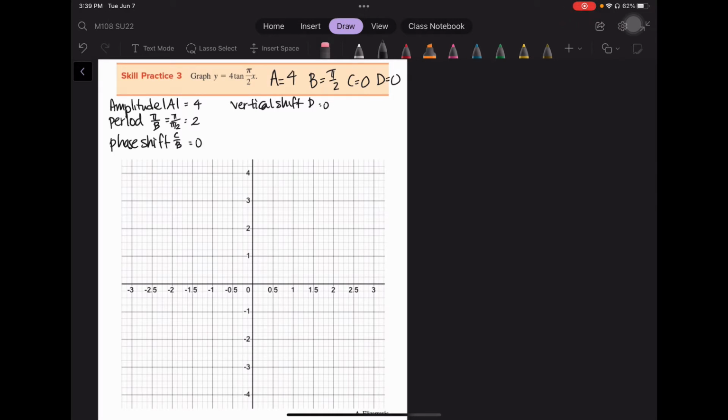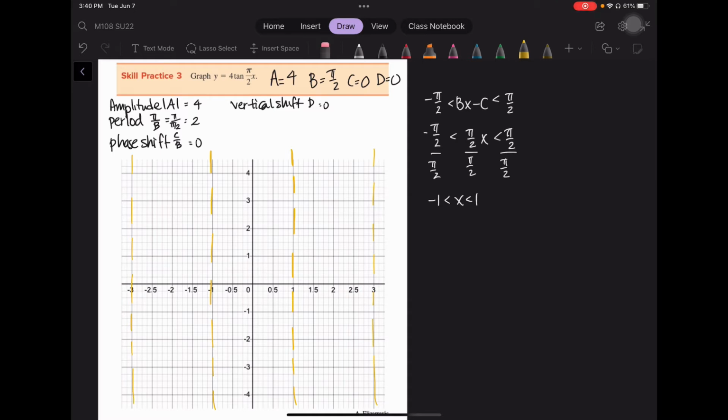Now, in order to find the interval in which tangent is going to give us a full cycle, we're going to solve the inside function bx minus c between negative pi over 2 and pi over 2. I'm going to divide through by pi over 2, which is negative 1 is less than x is less than 1. So we're going to get a full cycle from negative 1 to 1, which is where our asymptotes are going to be. I'm going to go ahead and add for more cycles.